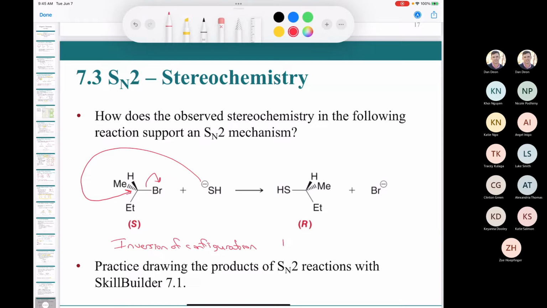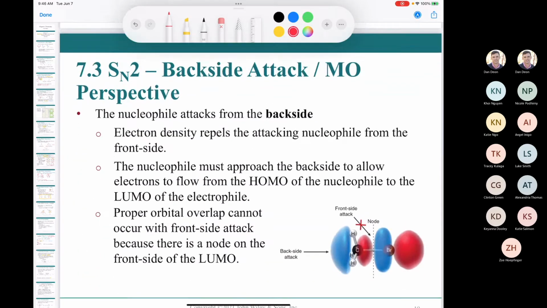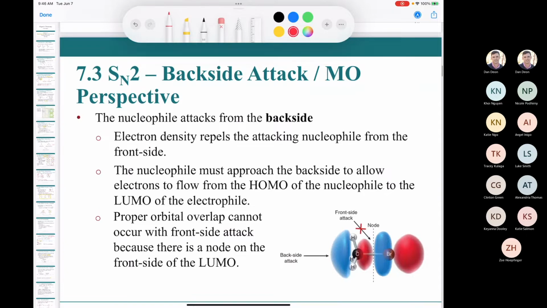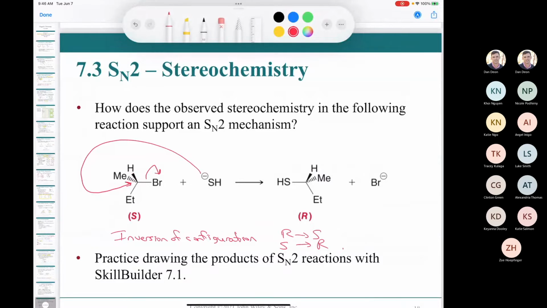So if we have an R stereocenter, it's going to become S, and if you have an S stereocenter, it's going to become R. Now, why do we get that happening? Because if you're thinking, well, Mr. Dion, the only reason that it flips like an umbrella in the wind is because the nucleophile is attacking from this side. If the nucleophile could attack from this side here, which it can't, but if it could attack from that side of the molecule, then you wouldn't invert the stereochemistry.